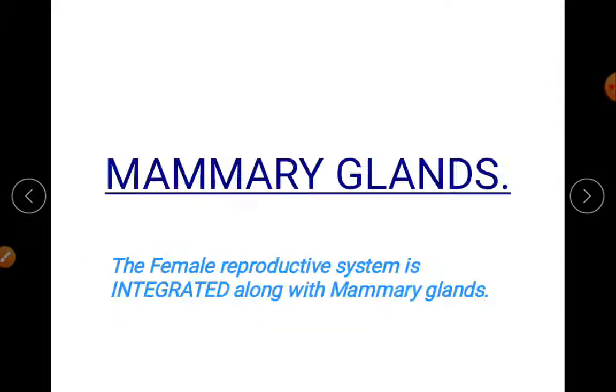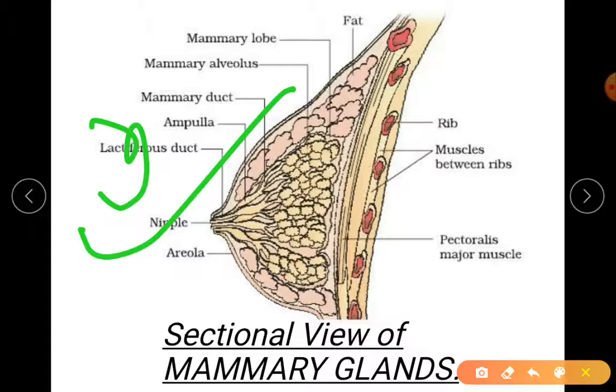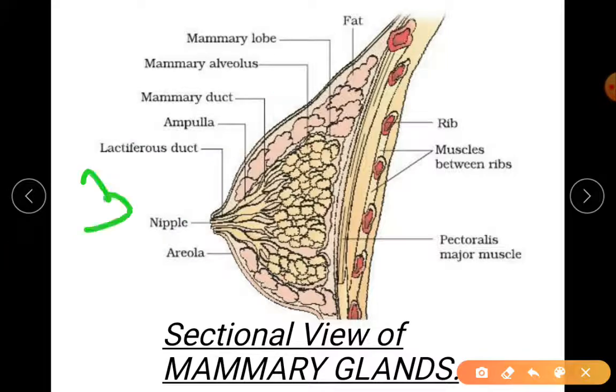So we'll understand about the mammary glands now. This is again a question asked for 3 marks. 3-mark question.